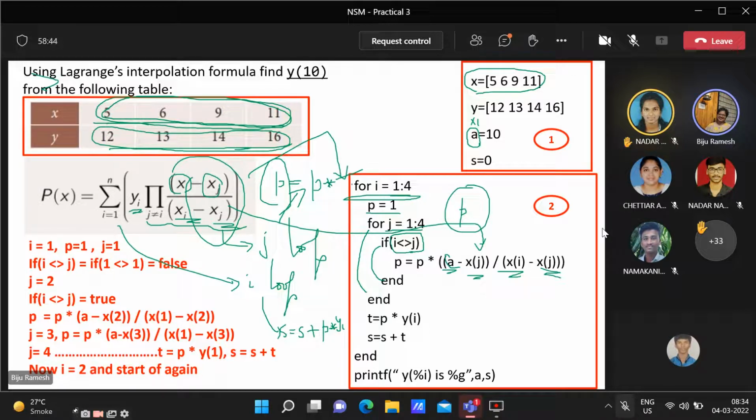Now in the i loop, you have to go for the sum. So s is equal to s plus, instead of this t, you can write p into y of i here, because you have to multiply the product with yi. So s is equal to s plus p into y of i. And then you print the answer.